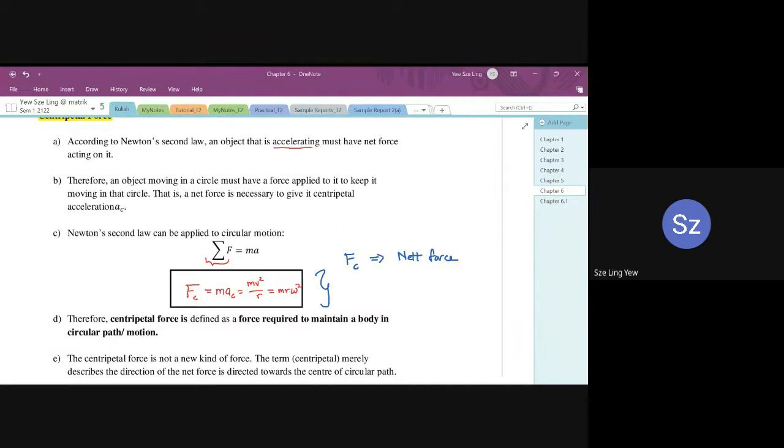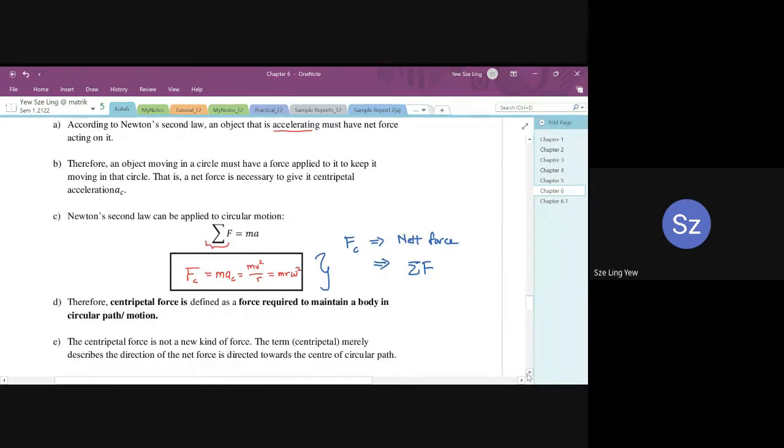Fc shouldn't exist in a free body diagram because it is net force. It represents total force, summation of forces. It is not any other type of force. It is not a basic force, okay? It just tells you the total force to keep your object moving in circular motion. That is our centripetal force, Fc.